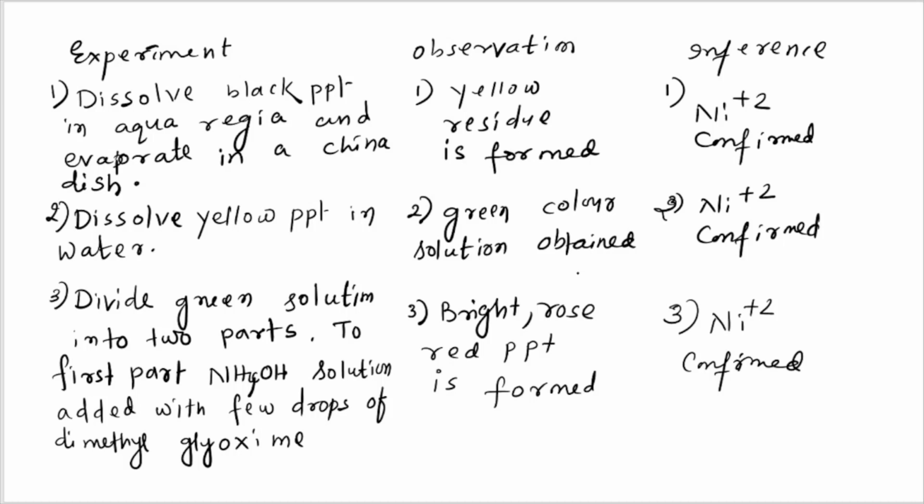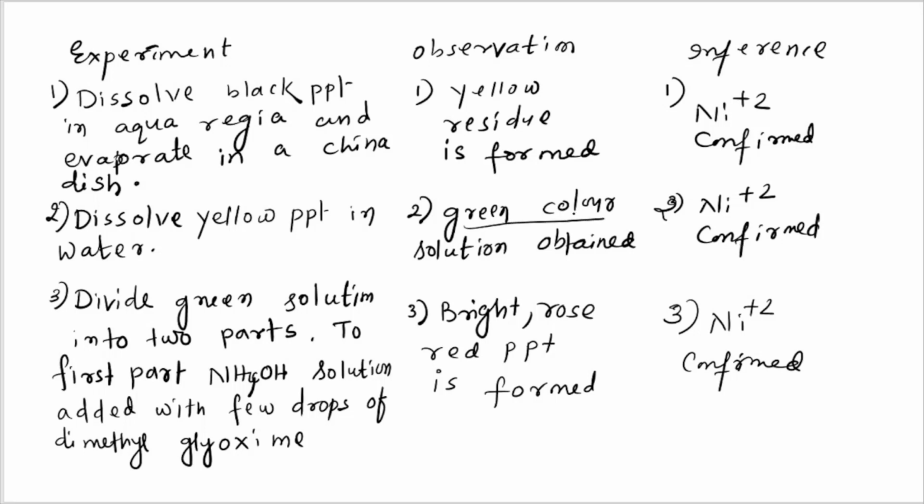Then come to nickel. Dissolve the black precipitate. Here you remember, as in Co+2, you dissolve the black precipitate in aqua regia, and here also you use aqua regia and evaporate in a china dish, and a yellow residue is formed. Then Ni+2 is confirmed. And dissolve the yellow residue in water. That yellow residue you should dissolve. Then what happened? Green color solution is formed. Very important. Green color solution is obtained. Then Ni+2 is confirmed.